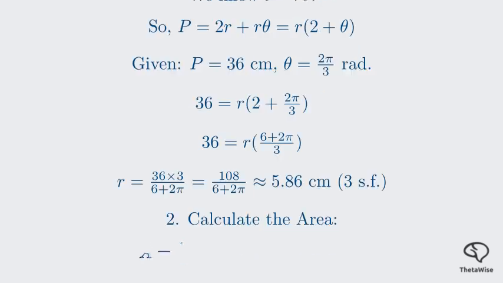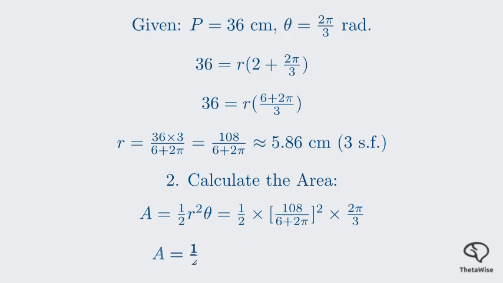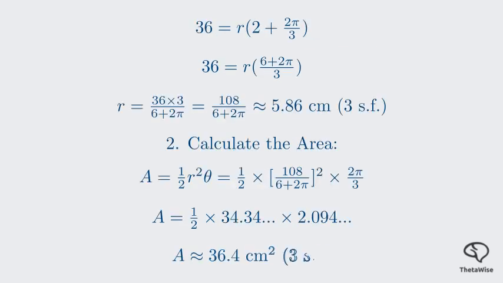Now that we have the radius, we can find the area using A equals 1/2 r²θ. Plugging in our exact value for r, we calculate the area to be approximately 36.4 square centimeters. This problem beautifully illustrates how algebraic reasoning and trigonometric concepts are integrated in IB mathematics.